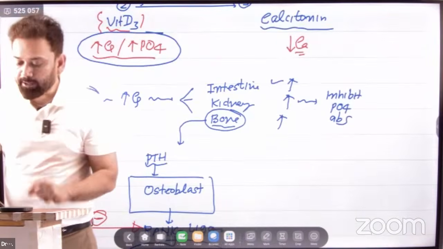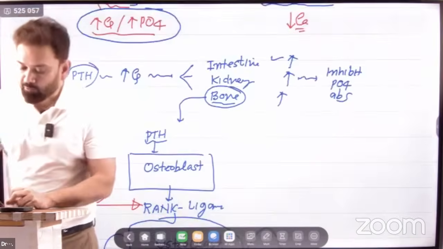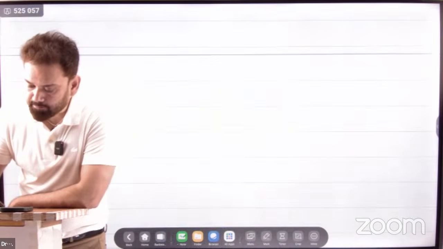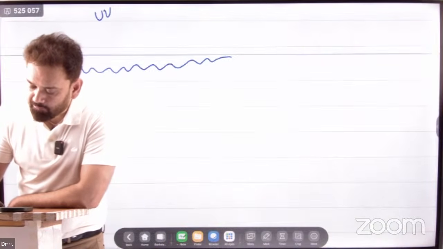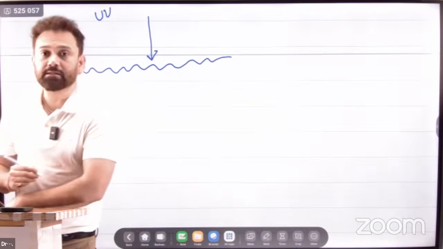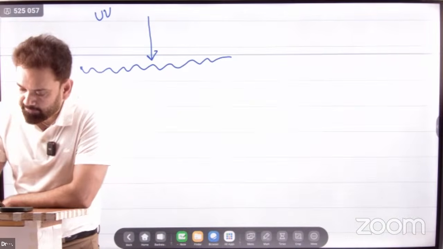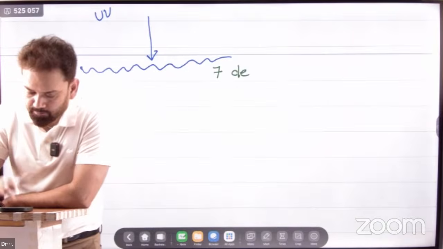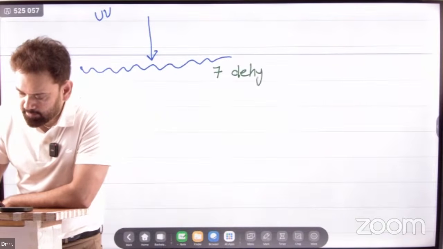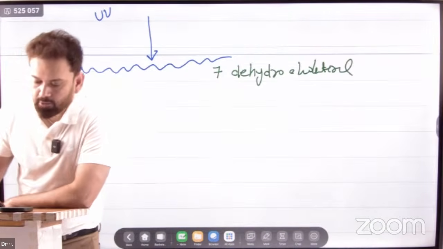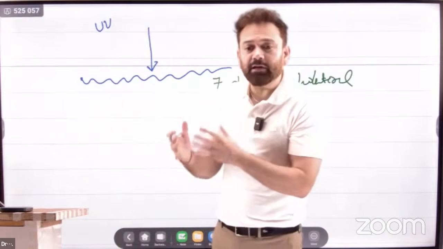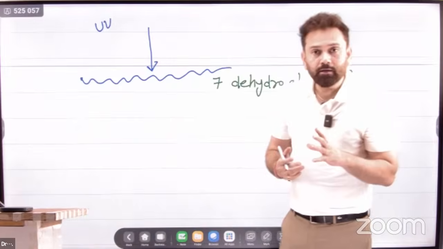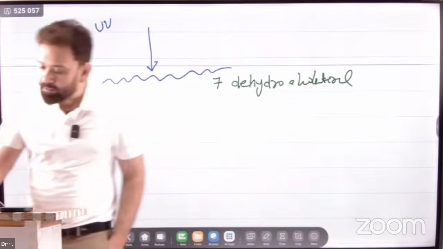Now, next point, I have told you about vitamin D3. Vitamin D3, how is it formed? Ultraviolet rays fall on the skin. Skin has, what is the precursor of vitamin D3? 7-dehydrocholesterol. So when ultraviolet rays fall on the skin, it has a precursor, 7-dehydrocholesterol. This is converted into cholecalciferol.